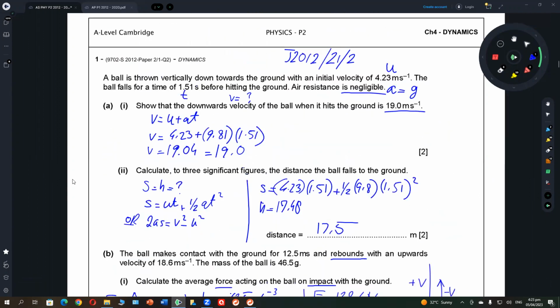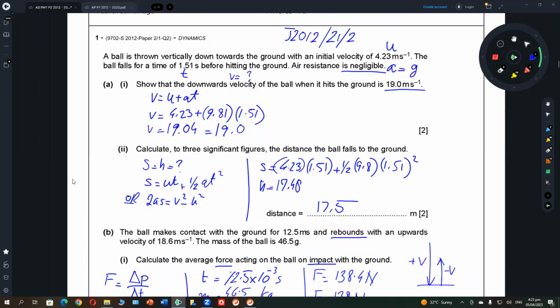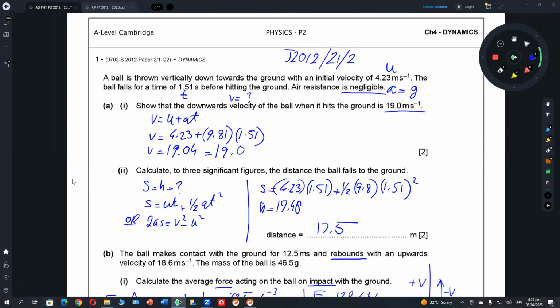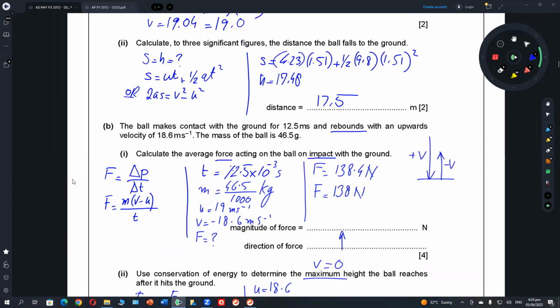So you can see the ball was coming down with a velocity of 19, striking with 19, but the rebound was 18.6. So do you think some loss in kinetic energy has occurred? Yes, it can be lost to thermal energy or sound energy. Yes.